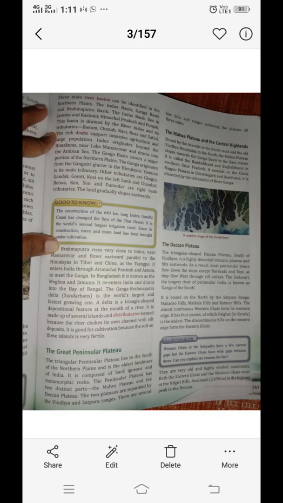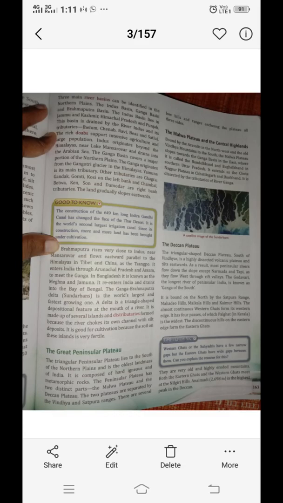It is bound to the north by the Satpura range, Mahadev Hill, Maikal Hill and Kaimur Hills. The most continuous Western Ghat forms its western edge. It has 4 passes, of which Palghat is the widest. The discontinuous hills on the eastern edge form the Eastern Ghats.